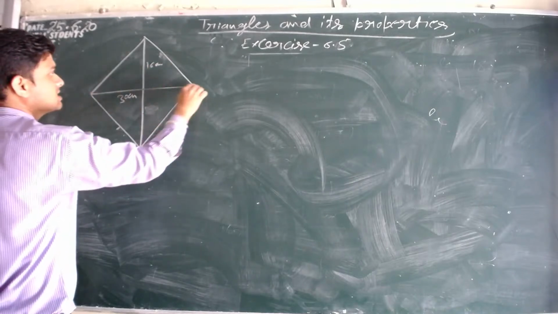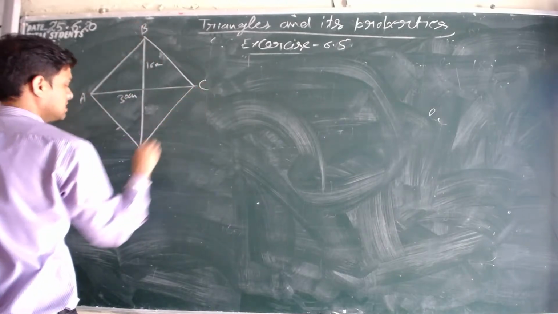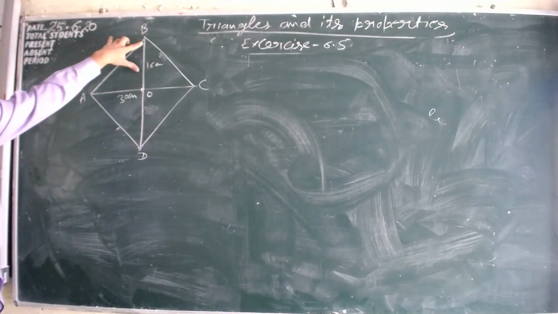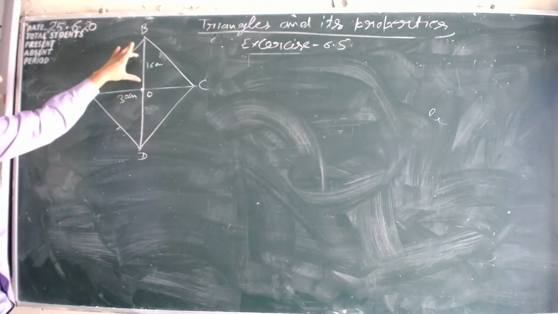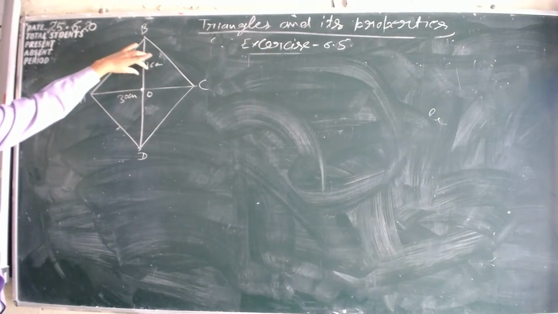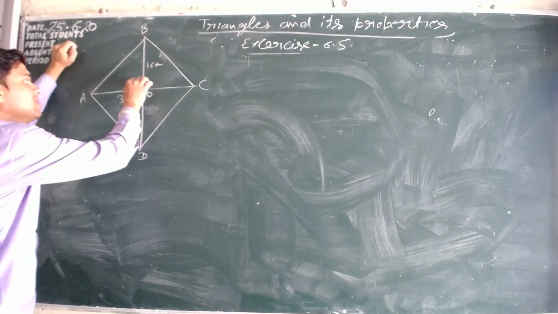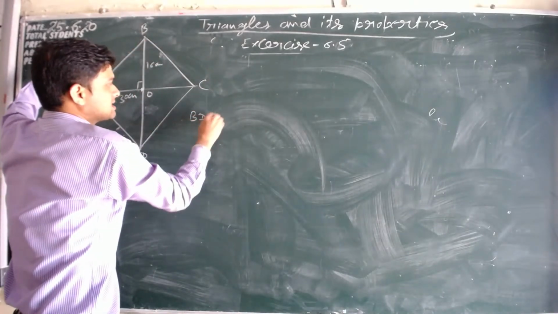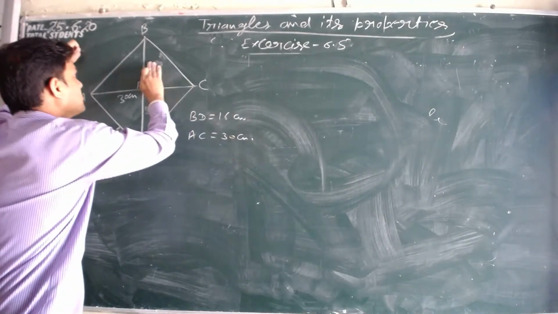This is equal to 30 and this is equal to 16. So we can easily calculate. A, B, C, D, and the point of intersection we can consider O. Now we can see that the rhombus diagonals intersect with each other as bisectors of each other. It means they intersect each other such that this side is equal to this, and this side is equal to this. And second, they intersect each other at 90 degrees. So BD is 16 centimeter, and AC is 30 centimeter. So what does that mean?